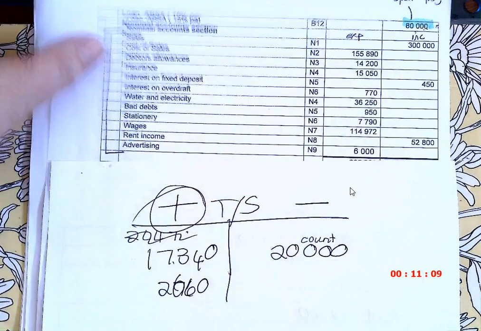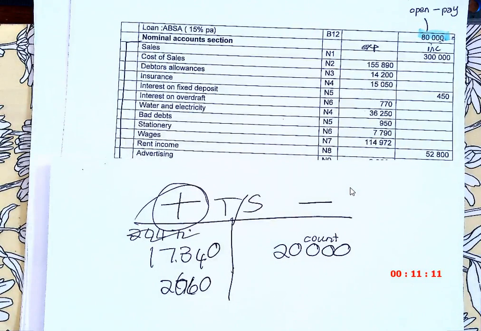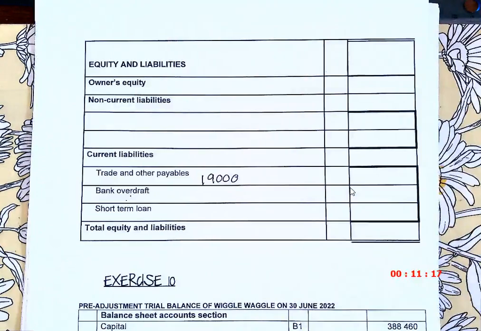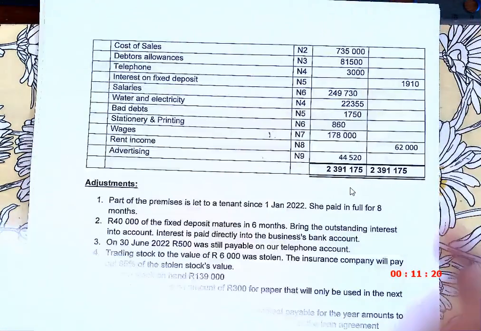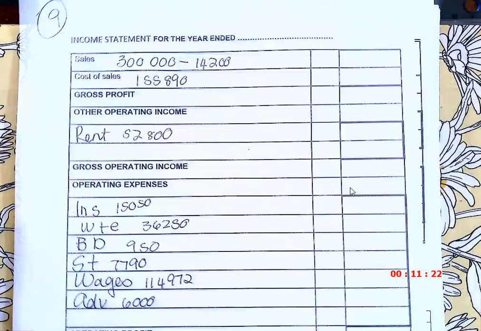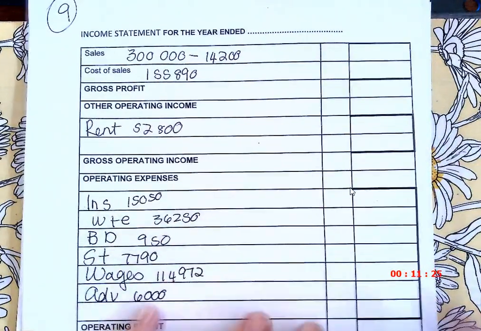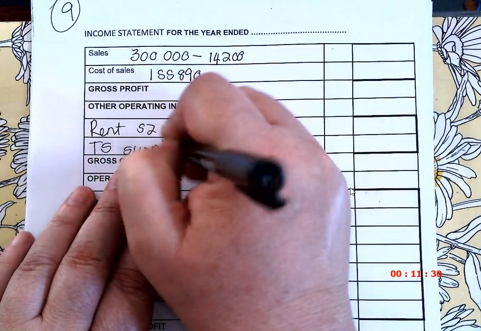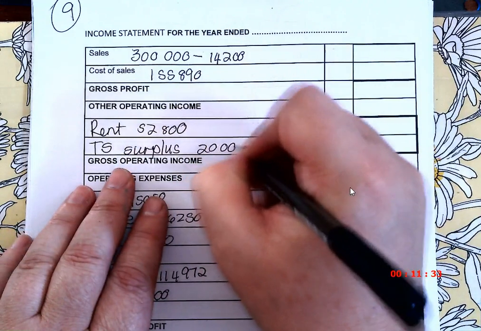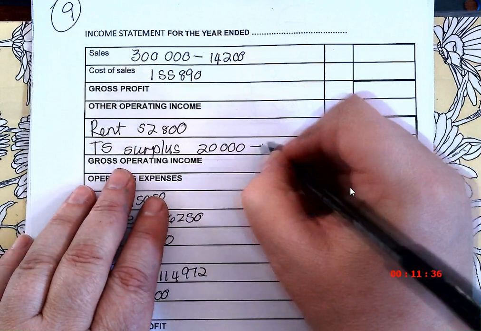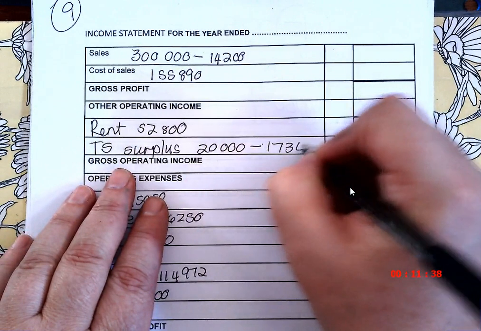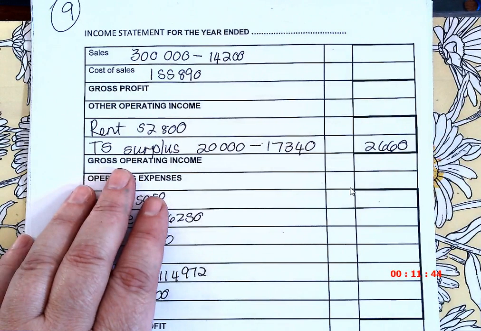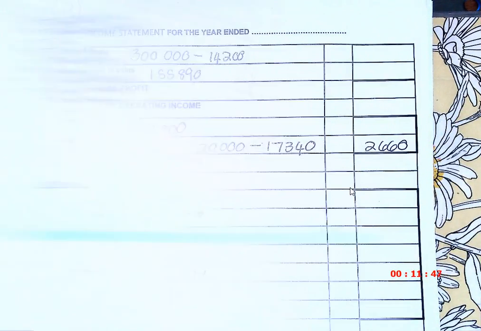Because it's on the plus side, it means I need to find my income statement. Here it is. Can you see I'm going to have a trading stock surplus? And you're going to write for me: 20,000 less 17,340, and it gives me 2,660. Okay. Sharp.